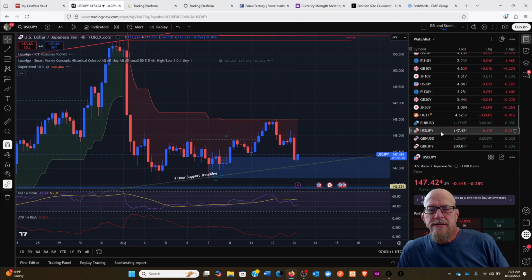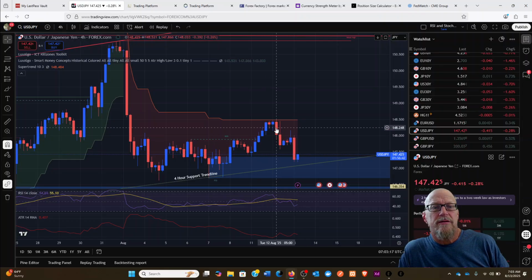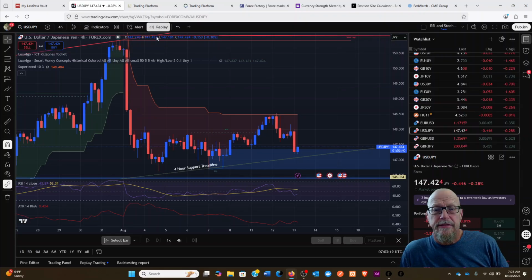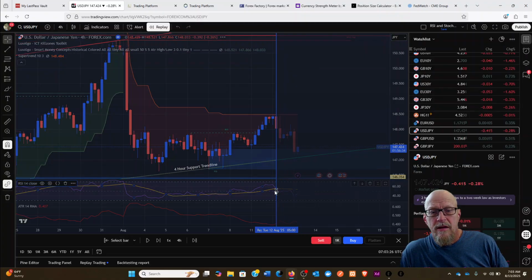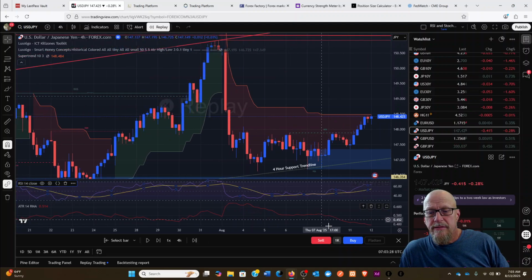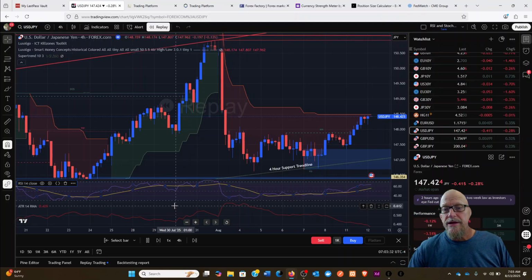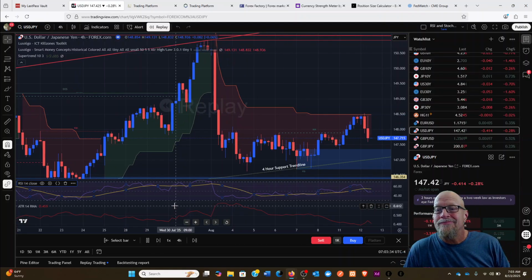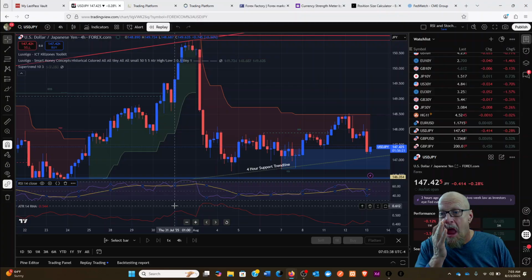Dollar versus the yen is in bearish territory and is still pretty flat. I don't really see it going on a whole lot right there. Let's go ahead and do this. We're going to go back to Tuesday, the 5th, I guess that's when the big news came out, and we'll play this and see what happens. So it's at 148.42, and then a nice big push downward.